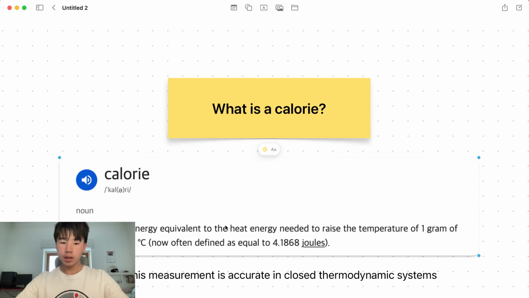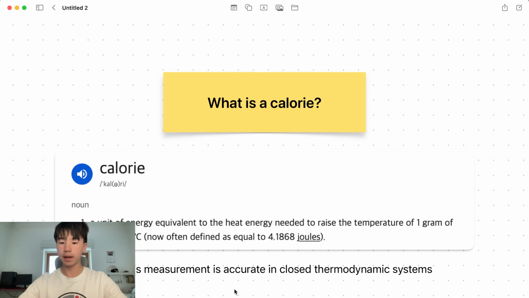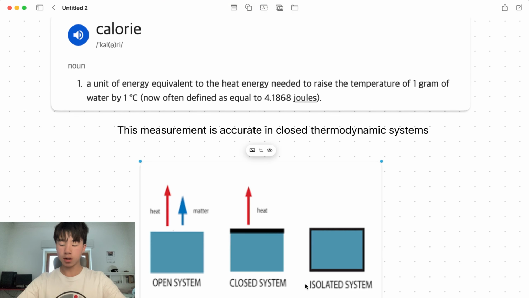First of all, we need to address what a calorie is. A calorie is the unit of heat energy needed to raise 1 gram of water by 1 degree Celsius. Now, this measurement is accurate if you apply it to a closed thermodynamic system, and this is a closed system where it can only let heat out.